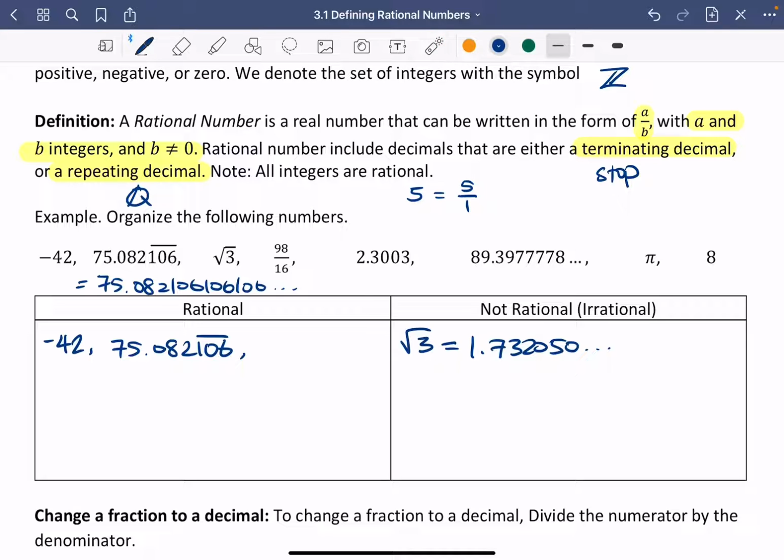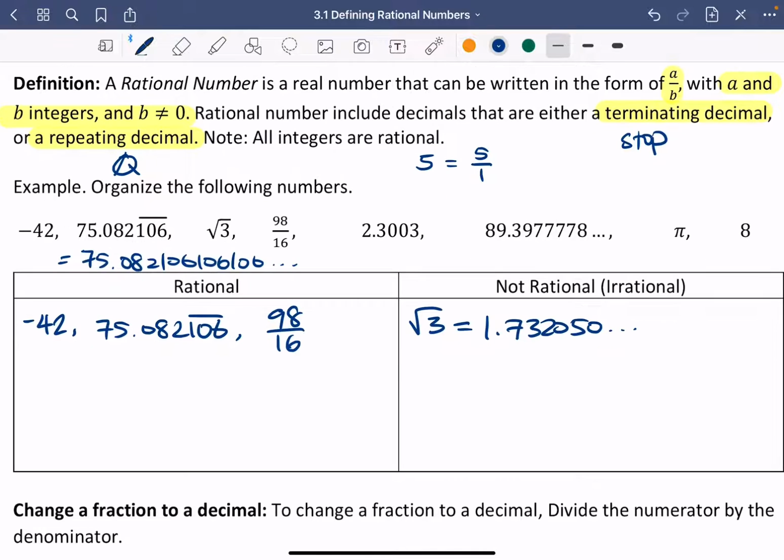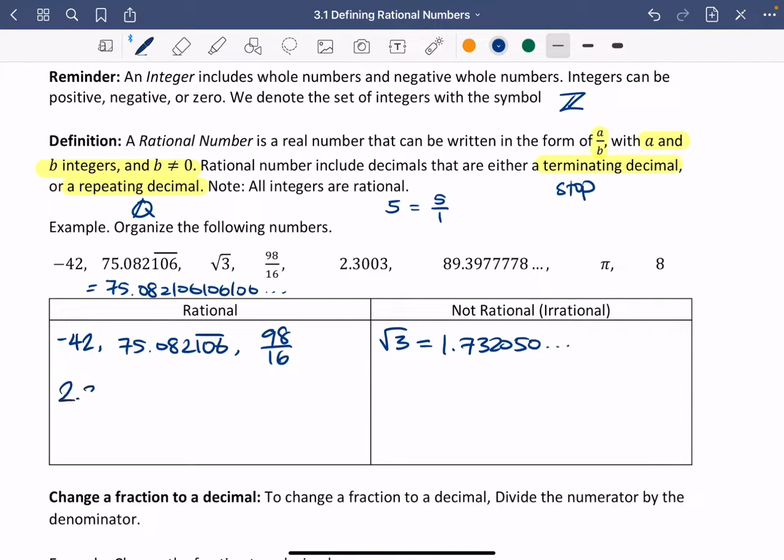Okay, next one, 98 over 16. This will be a rational number. It's in the form of a over b, where a and b are both integers. Next, 2.3003, it's a stopping or terminating decimal. Then 89.3977778 and so on. This is an irrational number because it's not terminating. It has the dots, it's not terminating, and it's not repeating. It doesn't have any pattern that you can see, right?